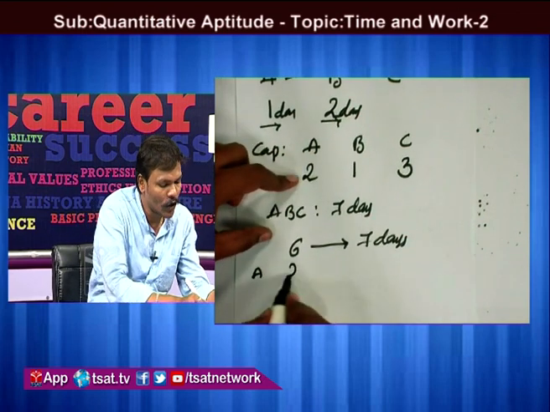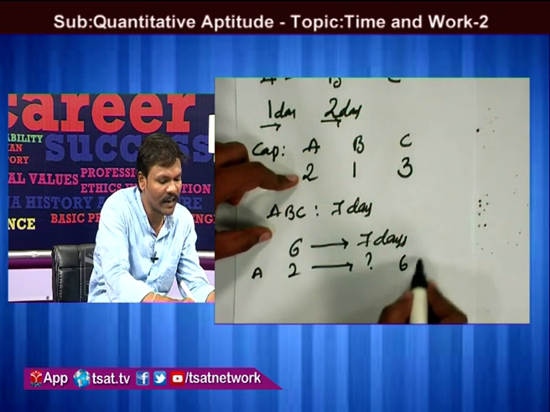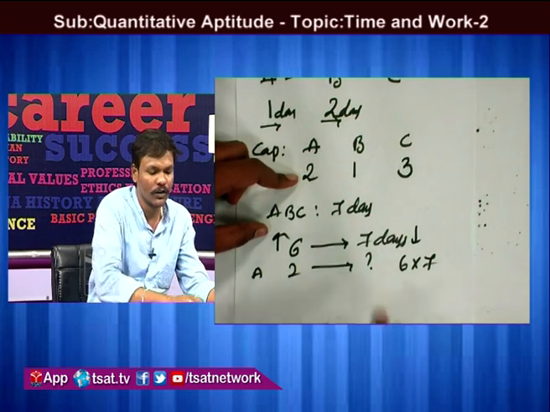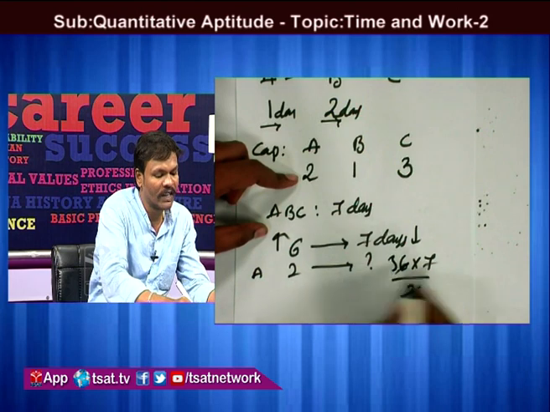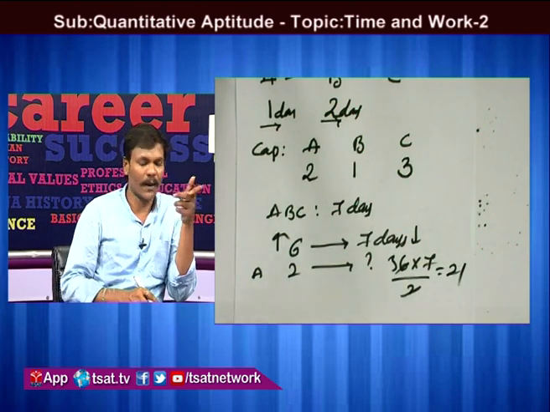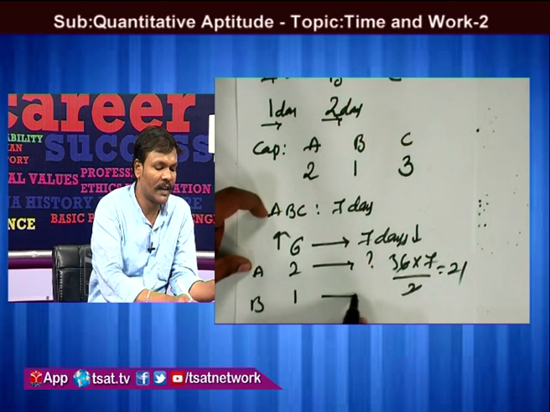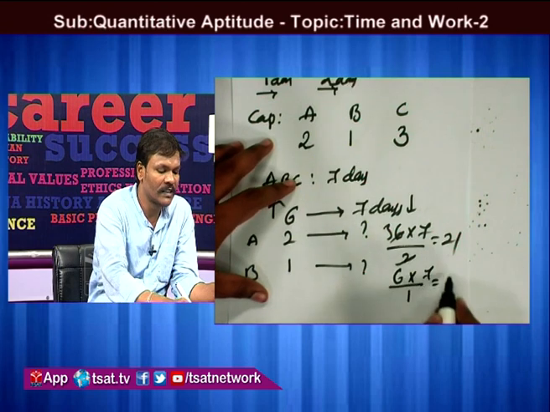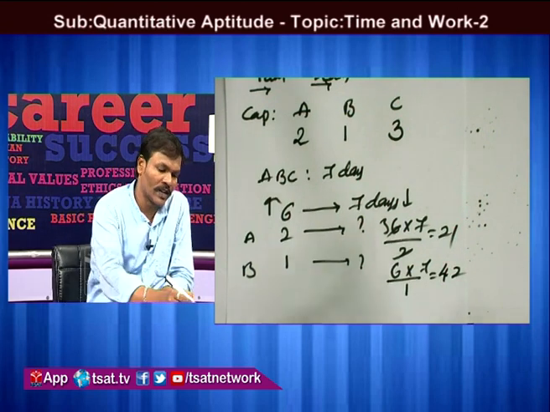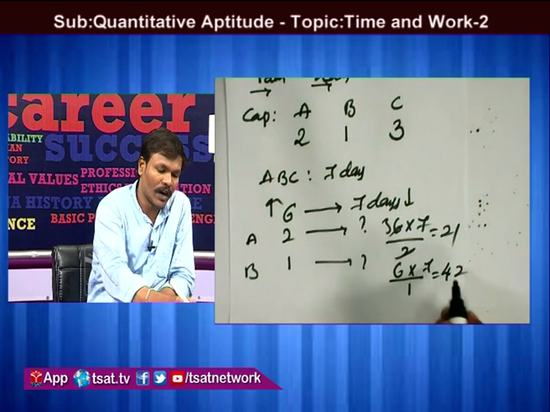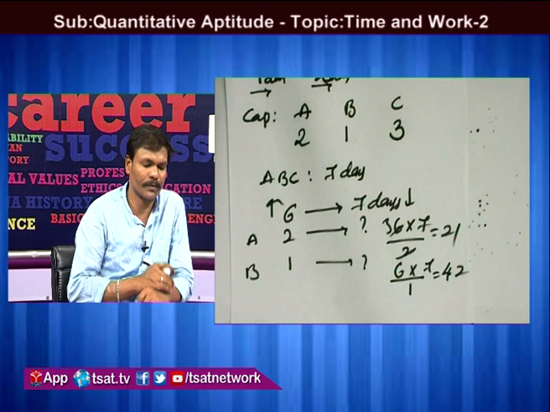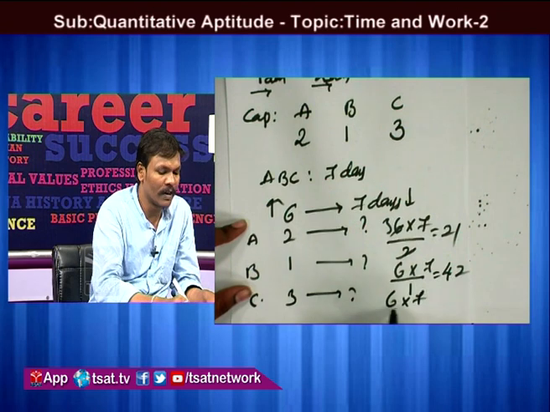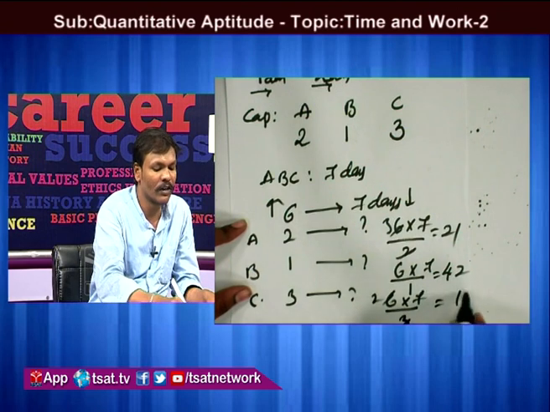A's capacity is 2 parts. Capacities and working days, as we already discussed, are inversely proportional. So 6 into 7 by 2, 2 threes are 6, 7 threes, 21 is A. Next, B is 1 part, how much? Same, 6 into 7 by 1, 6 sevens, 42. Observe, A takes half the time, and half of 42 is 21, the same. Next, C is 3 parts of capacity, how much? 6 into 7 by 3, 3 twos are 6, 7 twos, 14.